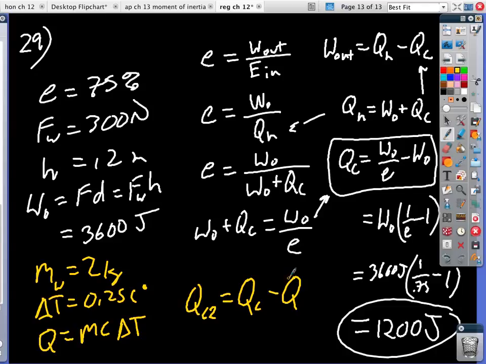Well, if I tell you the pulley is steel, and I tell you its mass, and I tell you it's changing temperature, can you not tell me how much heat was put into it? That Q is MC delta T, that's it. So that's how much heat is left in the pulley. I just subtract it from 1200 and I get my answer. So what is the specific heat capacity of steel?